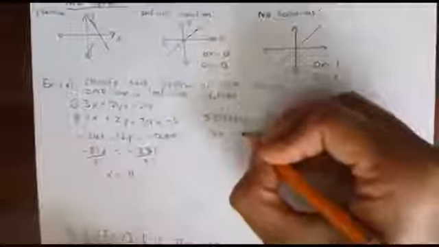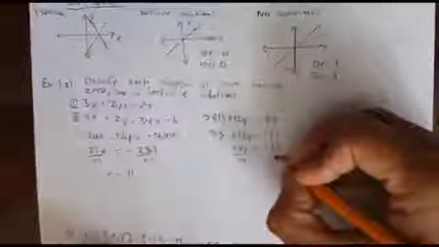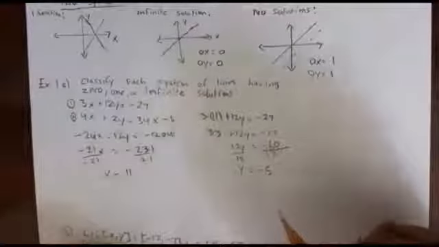So 3 times 11 plus 12y is equal to negative 27. We have 33 plus 12y is equal to negative 27. And when we take 33 to the other side, we're going to get 12y is equal to negative 60. Now we divide both sides by 12, and y is going to be equal to negative 5. Now since we found both our x and y values, we already know there's going to be one solution. And that's going to be 11 and negative 5 as our point of intersection.